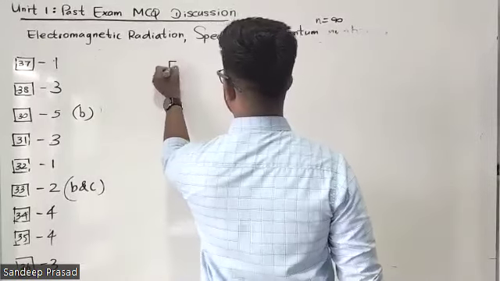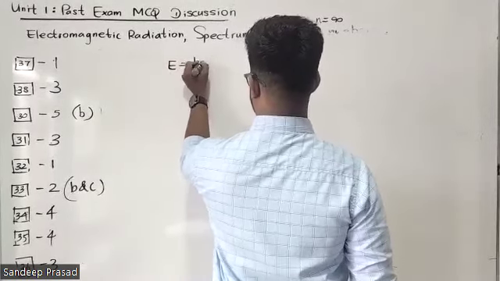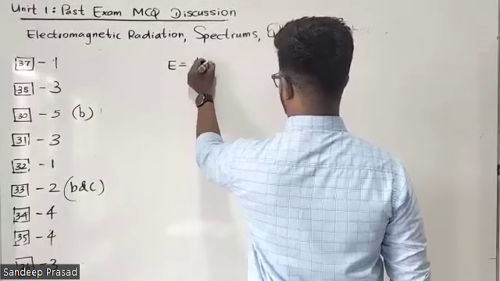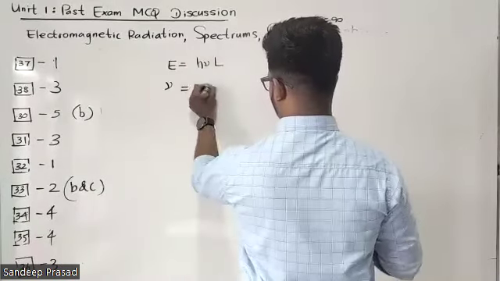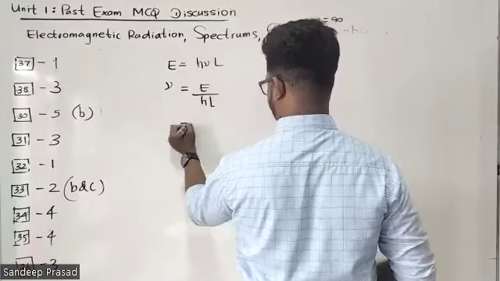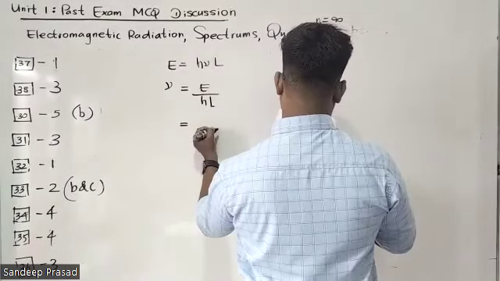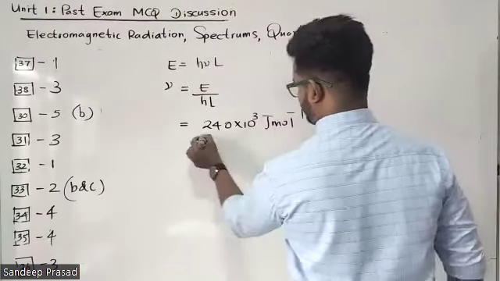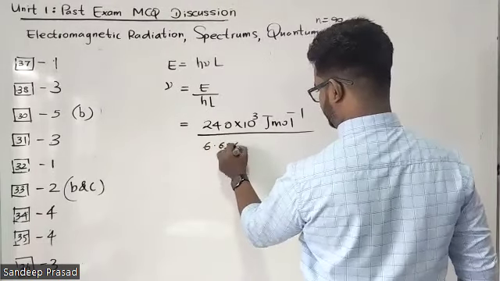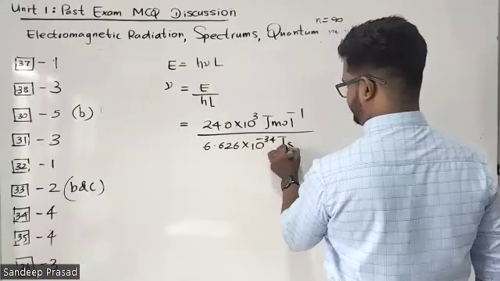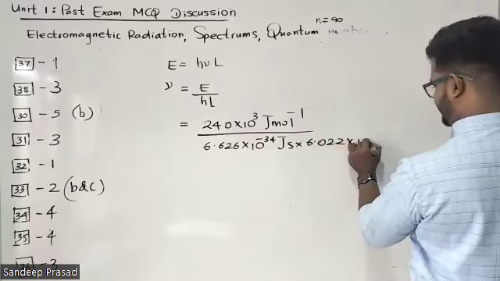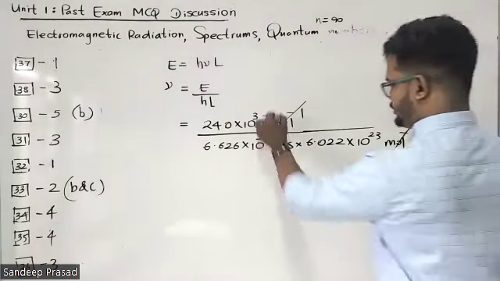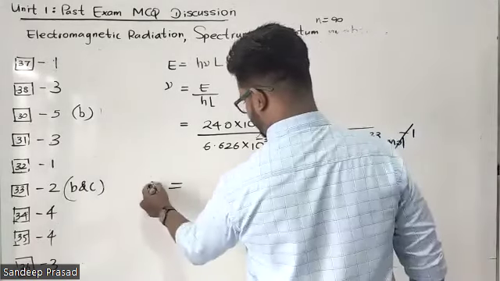We can say that E equals hc over lambda. Instead of c over lambda, h nu. Then nu equals E over hL. What is the energy they have given? 240 kilojoules per mole, that is 240 × 10 to the power 3 joules per mole. Planck's constant, and Avogadro's number 6.022 × 10 to the power 23. First of all, deal with the units. Per mole cancels off, joule cancels off. So frequency is obtained in per second.